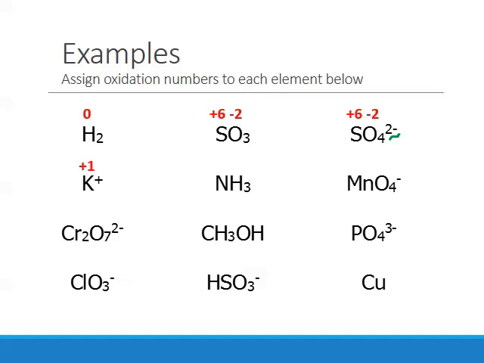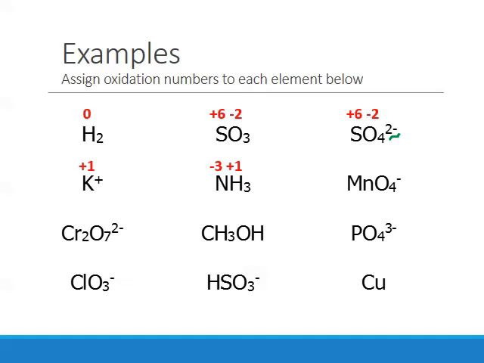Ammonia, NH3, the H's this time we could start with. We know that when H is in a compound, it's almost always +1. So there's 3 of them bonded to 1 nitrogen. That nitrogen must be -3 because the entire compound is neutral.